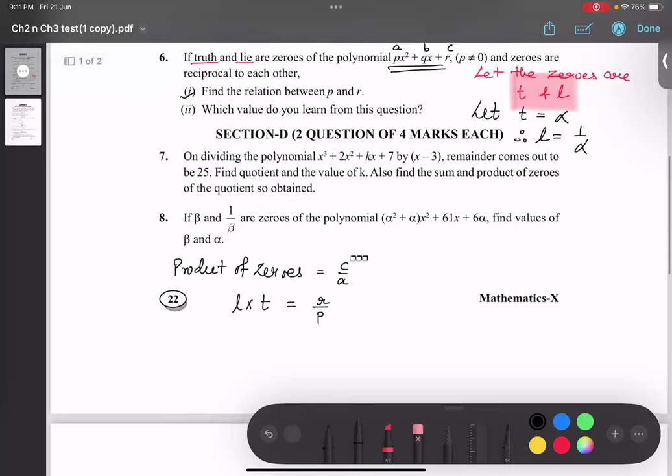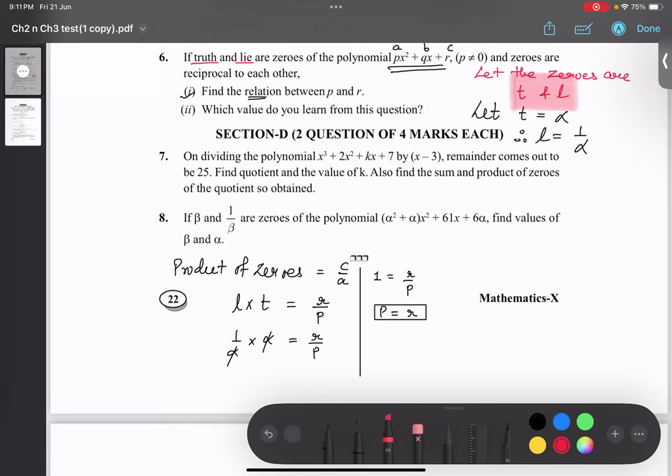Now, what is the value of L? L value is 1 upon alpha. T value is alpha, equals r upon p. So alpha alpha cancel. So what will I be getting over here? 1. 1 equals r upon p. Cross multiplication, p equals r. So this is the relationship. The relationship is p is equal to r. Is that thing clear?